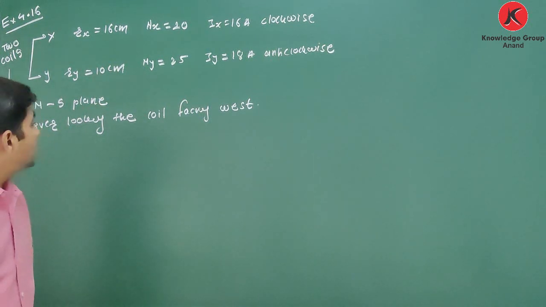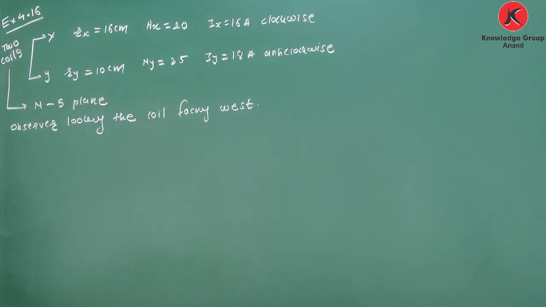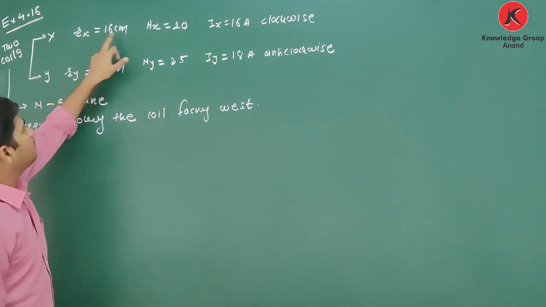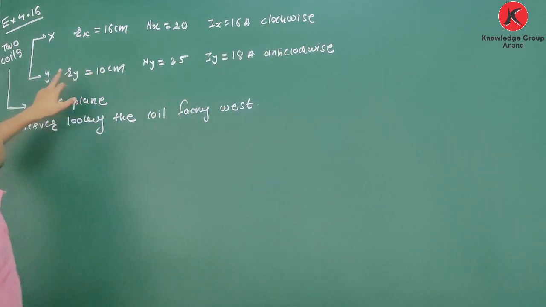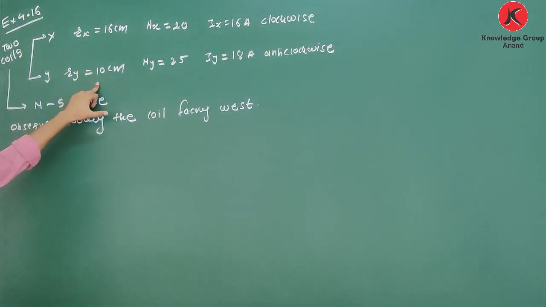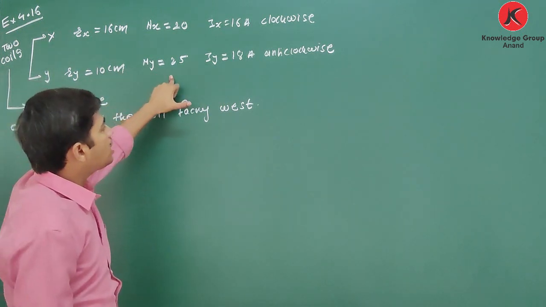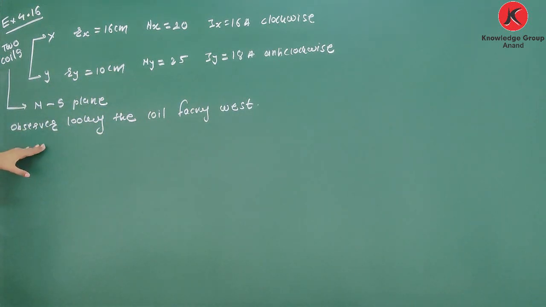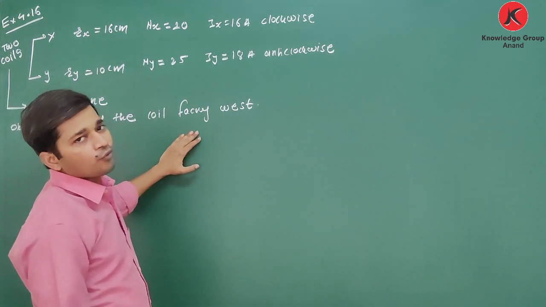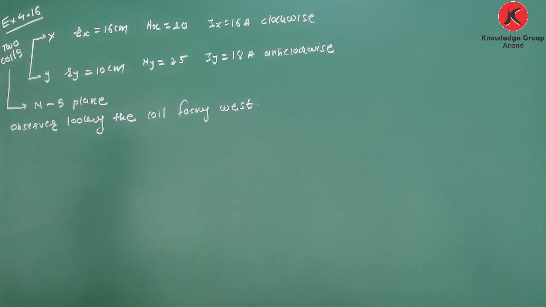Now the next question, exercise 4.16. You are given two coils in a vertical plane, meaning in the north-south direction. Coil X and Y. Radius of coil X is 16 cm, number of turns 20, current flowing is 16 ampere in clockwise direction. For coil Y, radius is 10 cm, number of turns 25, and current is 18 ampere, flowing in anti-clockwise direction. The observer looks at the coil facing west. Your question is, what is the resultant direction? What is the resultant magnetic field?